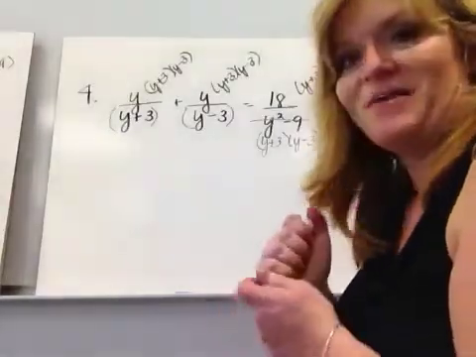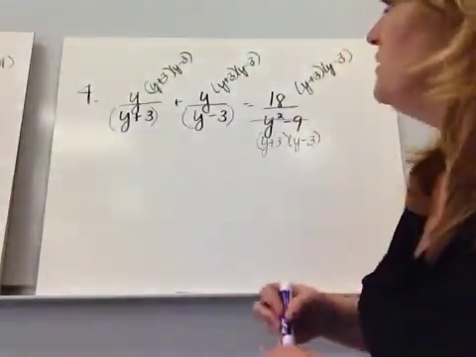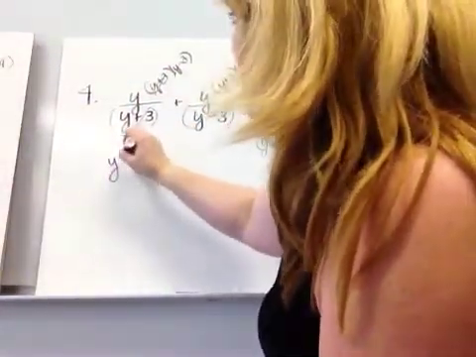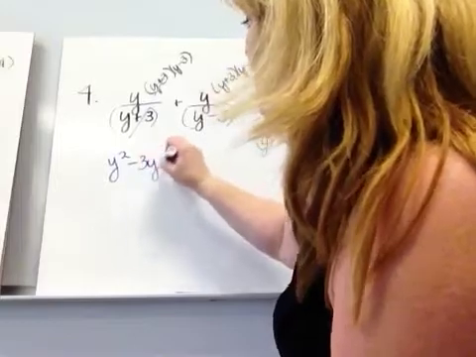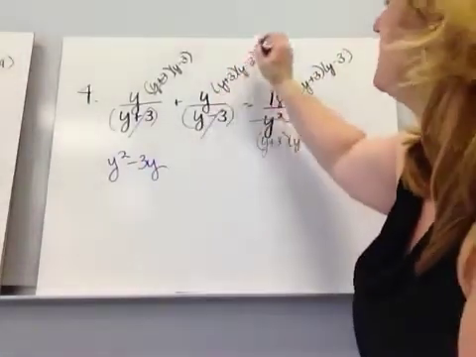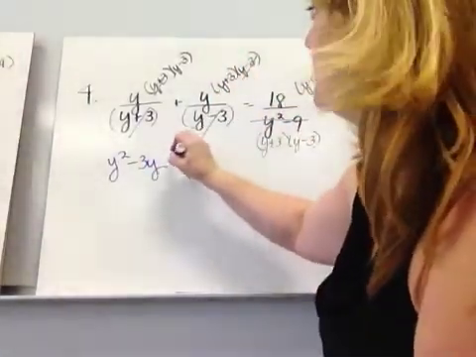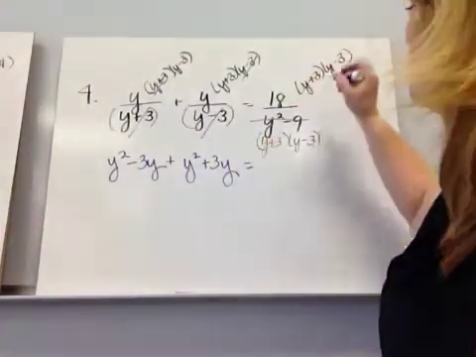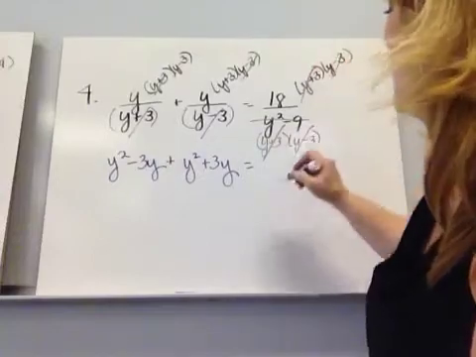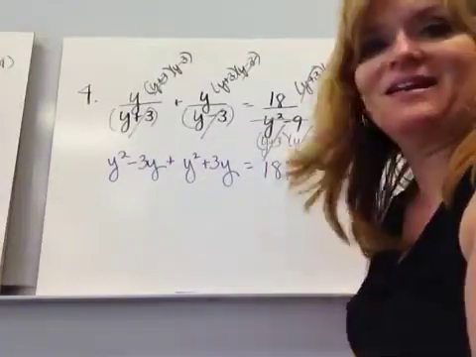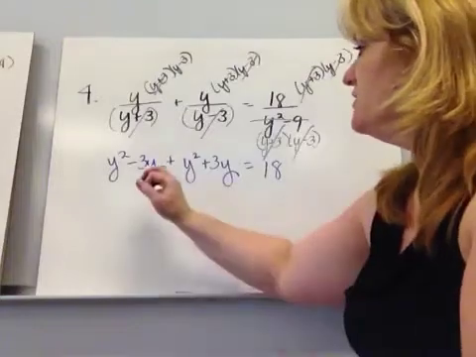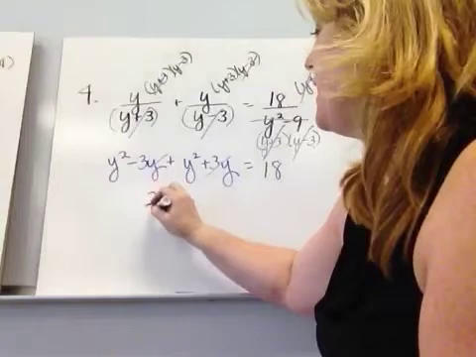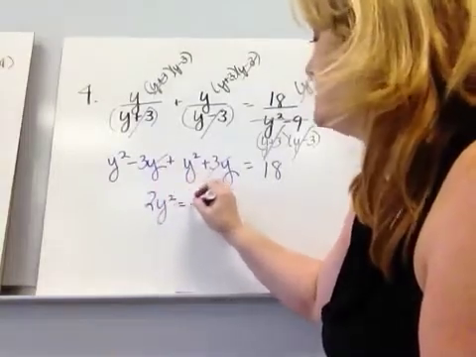I think I'll change colors this time. Let's cancel. I love this part. So let's cancel this, get rid of that fraction. So, and we'll multiply it out. So that's y squared minus 3y. Okay. This cancels out. So I have plus y squared plus 3y equals, then they both cancel out. I just have 18. That's kind of nice. Now look at this, I have a negative 3y and a positive 3y, so those kind of cancel out. So I end up with 2y squared equals 18.